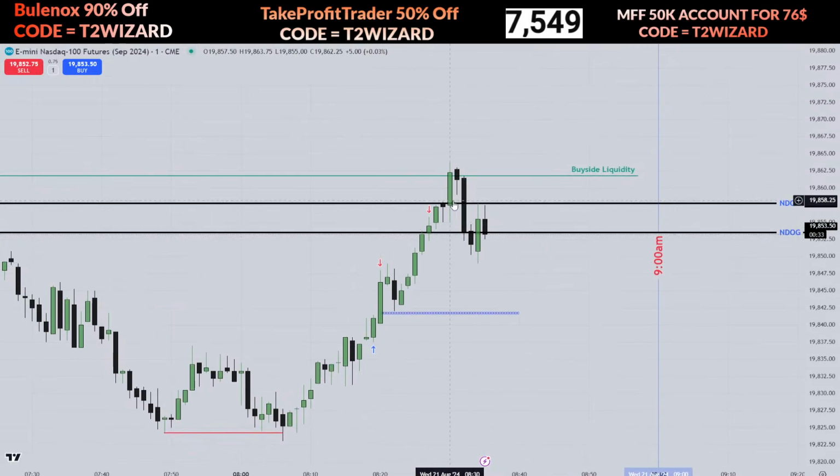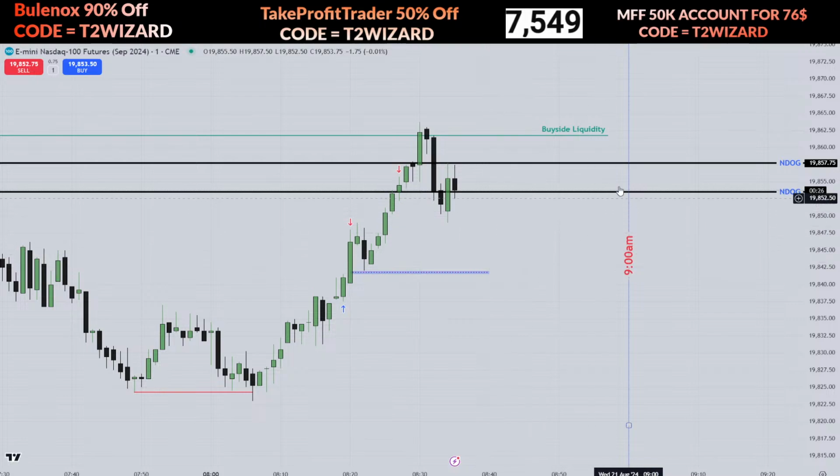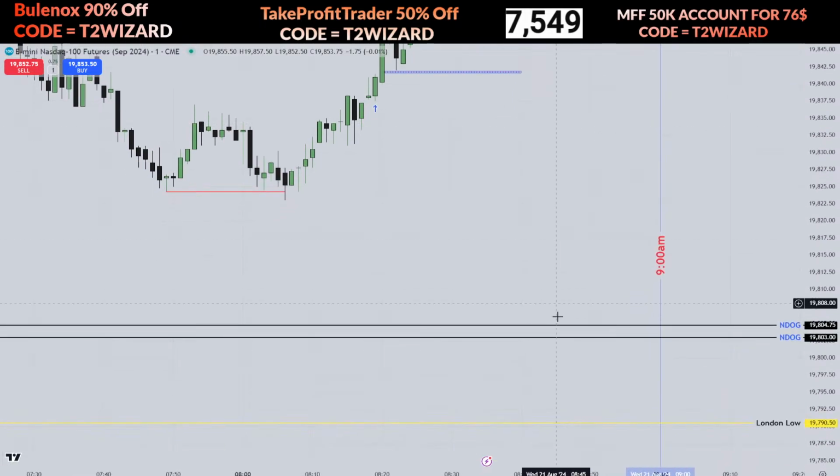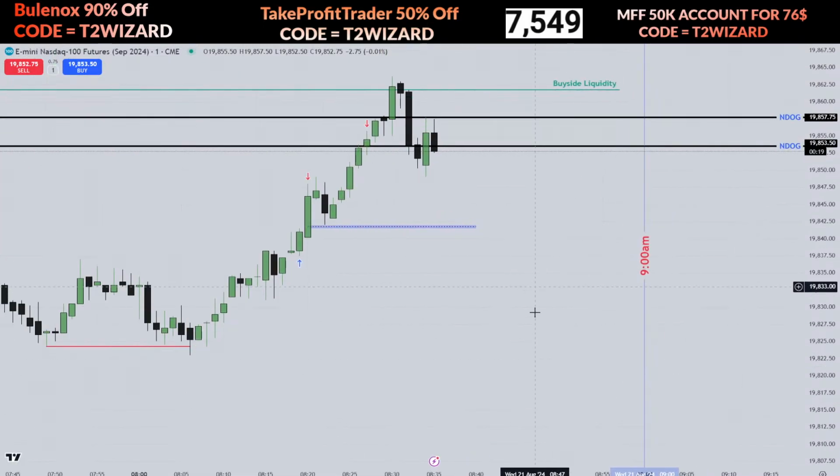Let's see if this order block can hold the price, and if there is any opportunity to take another sell by using this new opening gap. For what? This new opening gap and the London low. We will see that now.